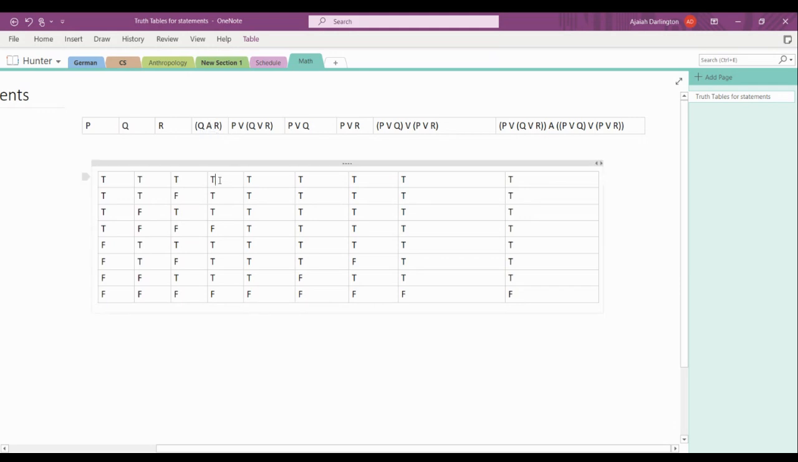Q and R. So Ajaya's A represents the and sign. Yeah, okay. All right. Well, then I think I also have to change this, because for the fifth column I did it with and. So Q and R, and that'll be false.